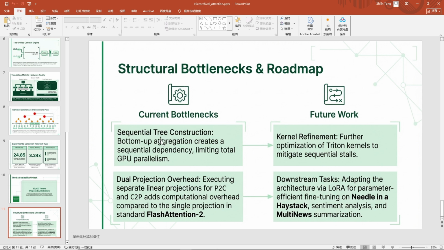And the future work will focus on optimizing these bottlenecks, exploring even longer sequence modeling, and evaluating the model on additional downstream tasks such as needle in a haystack dataset, some sentiment analysis, and some summarization tasks like multi-news summarization.